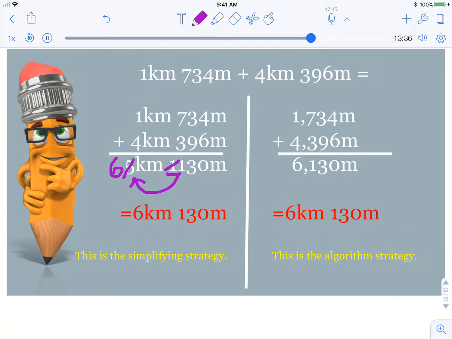Now I could do this problem another way. I could convert everything to meters first. I could say 1,734 meters plus 4,396 meters equals 6,130 meters. That leaves me with how many in the thousands place? 6. That would give me the same, 6 kilometers, 130 meters. This is an algorithm strategy where you break it down and you add them together, and then when you're done, you convert.